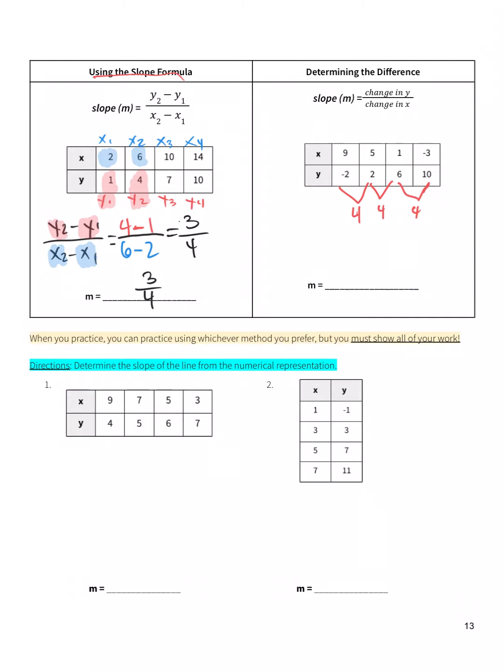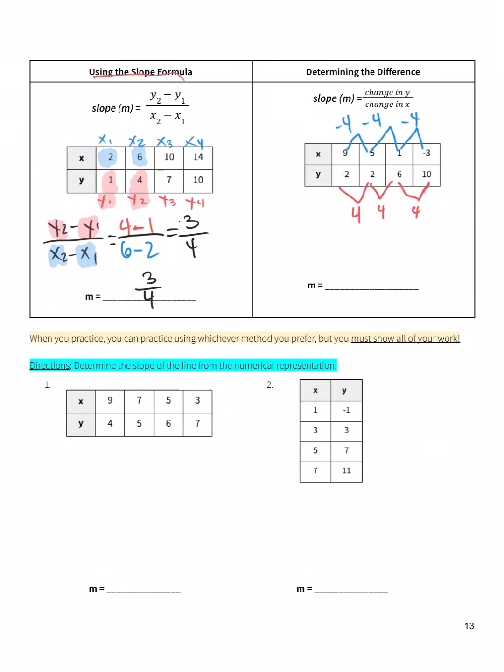Now let's do our x. Remember, we start at the back. Negative 3 minus 1 is negative 4. 1 minus 5 is a negative 4. And 5 minus 9 is a negative 4. And you can see these are all the same and these are all the same. So you know that you have a linear relationship. You can find that slope.